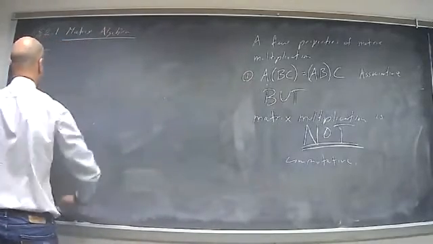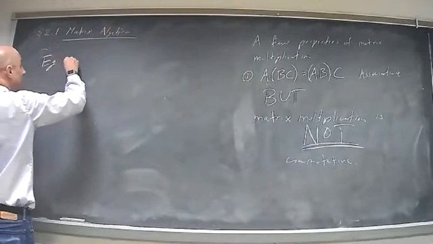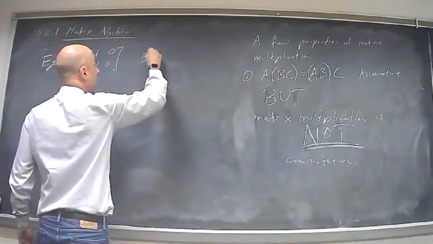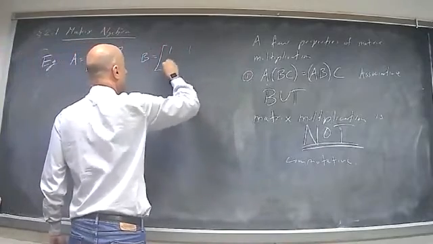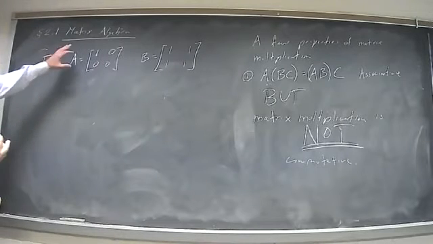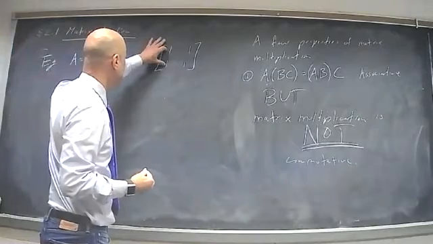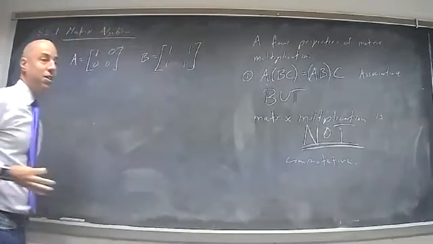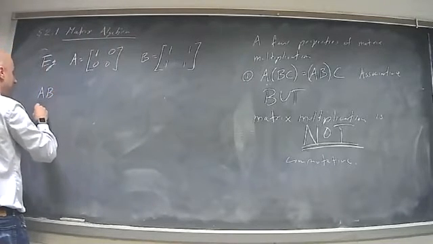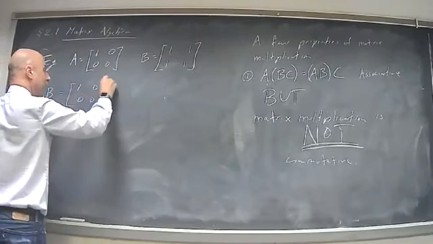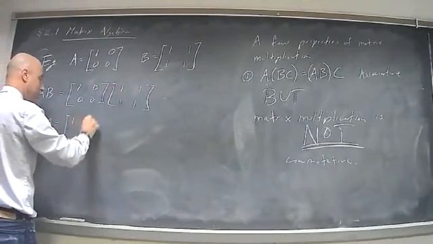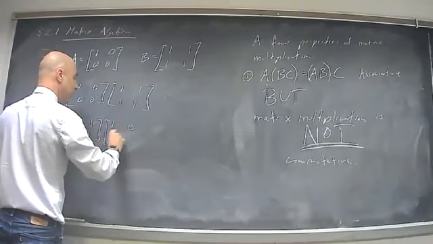Let's just do an easy example. Let A be the matrix 1, 0, 0, 0. And the matrix B will be 1, 1, 1, 1. Because this has the same number of columns that this has rows, and this has the same number of rows as this has columns, I can multiply those in either direction. I can multiply AB and I can multiply BA. I would like you to take A times B, which is 1, 0, 0, 0 times 1, 1, 1, 1. And I would also like you to compute BA, which is 1, 1, 1, 1 times 1, 0, 0, 0.